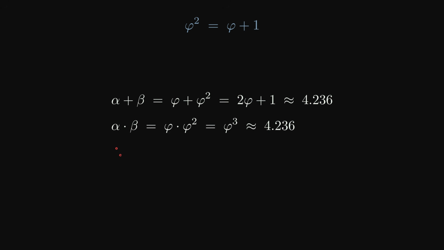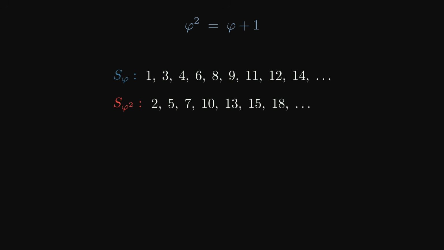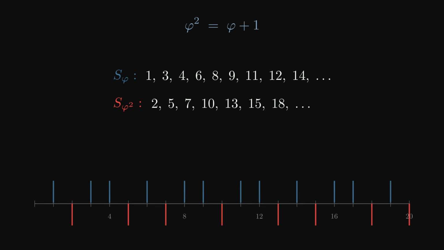They're equal, so in this particular case, alpha plus beta equals alpha times beta. The two Beatty sequences for the golden ratio are S sub phi: 1, 3, 4, 6, 8, 9, 11, 12, 14, 16, 17, 19, 21, 22, 24, 25, 27, 29, 30, and S sub phi squared: 2, 5, 7, 10, 13, 15, 18, 20, 23, 26, 28, 31. Together they partition the positive integers.